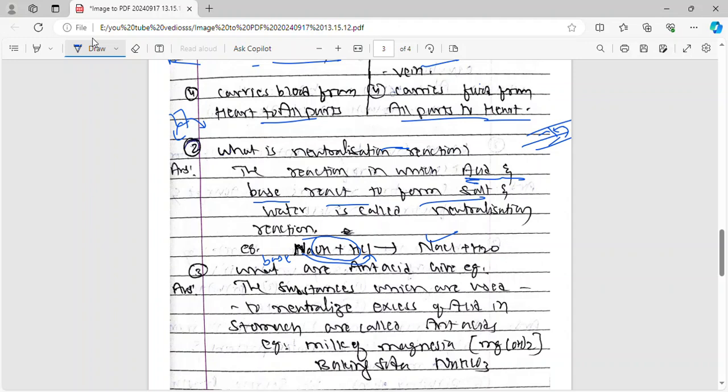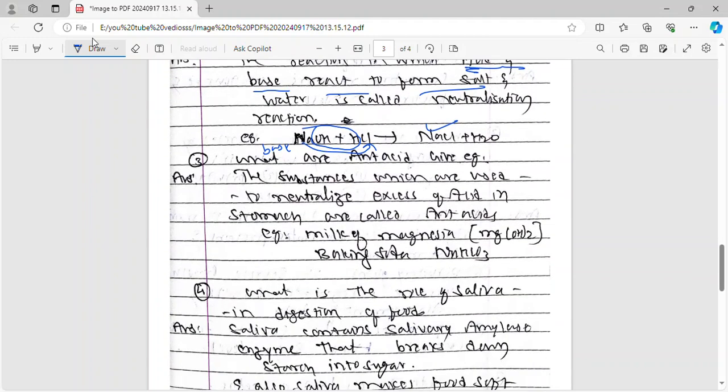Everybody understood? Next question. What are antacids? Give example. The substances which are used to neutralize the excess acid present in our stomach are called antacids.